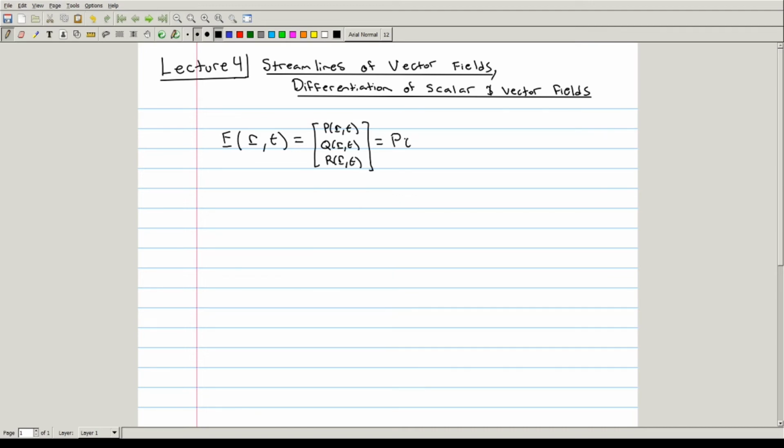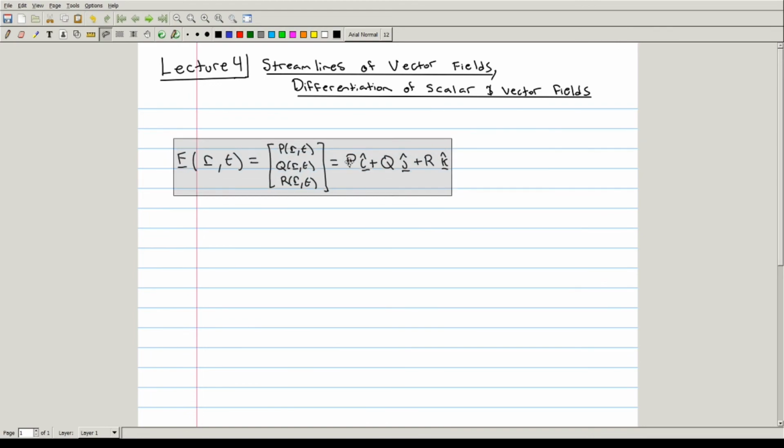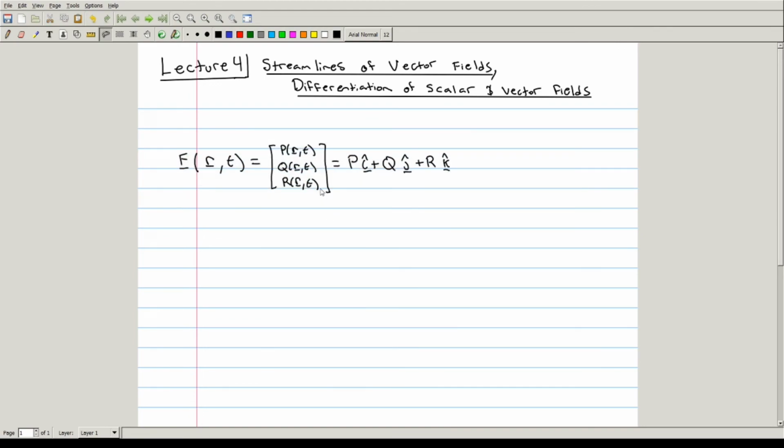We'll say Pi plus Qj plus Rk. So the x component of the vector field is a function of position and time. The y component of the vector field is a function of position and time, and the z component of the vector field is a function of position and time.